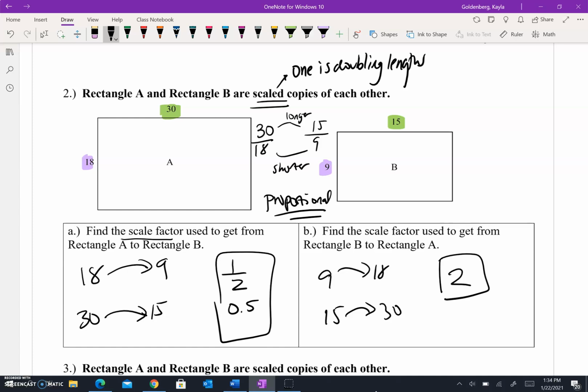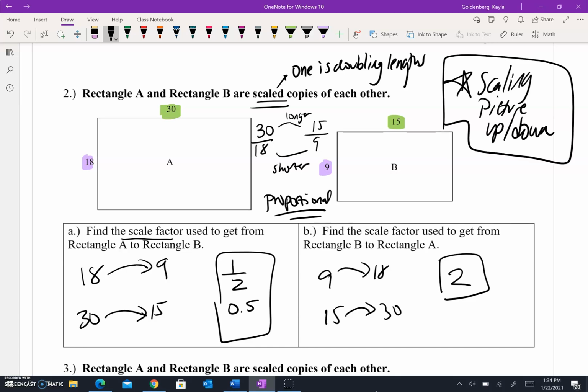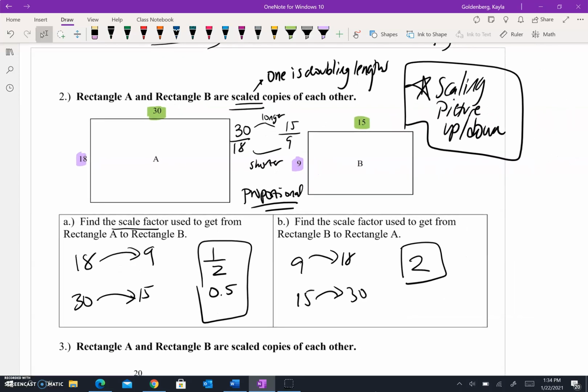Okay, so scale factors is kind of thinking about you're scaling a picture up or down. So that might be something useful to think about. We're scaling a picture up or down, right? We're keeping it proportional to the original one. The sides have the same comparisons to each other, but we're making them all bigger.